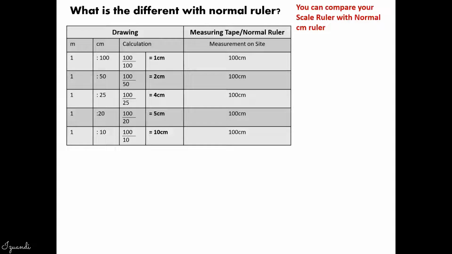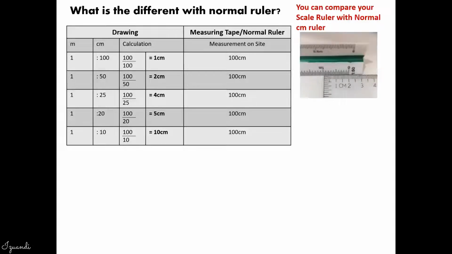You can compare your scale ruler with the number of centimeters. This is the example. For example, I have chosen the 1 to 50 scale. When you read from 0 to 1 meter at the scale of 1 to 50, and you use your normal ruler, it represents 2 centimeters. So is it correct or not? This is the calculation, and this is the evidence of your calculation itself.